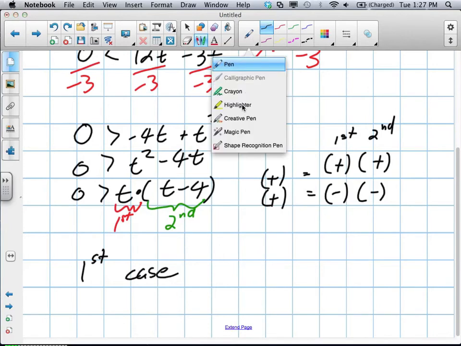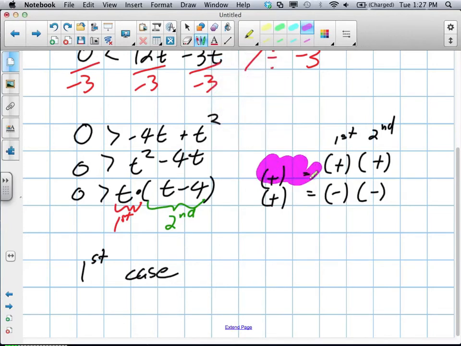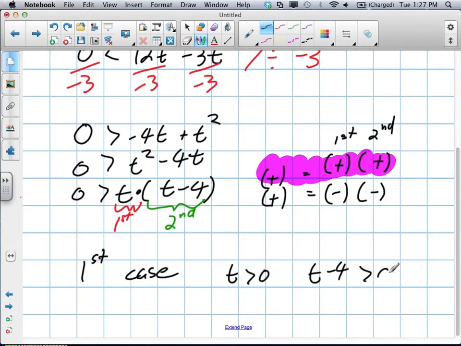And by first case, I mean that this instance here, positive, positive, positive. For this to be positive, we need t to be greater than 0, and we need t minus 4 to be greater than 0. And in our other option, we need t to be less than 0, and we need t minus 4 to be less than 0.